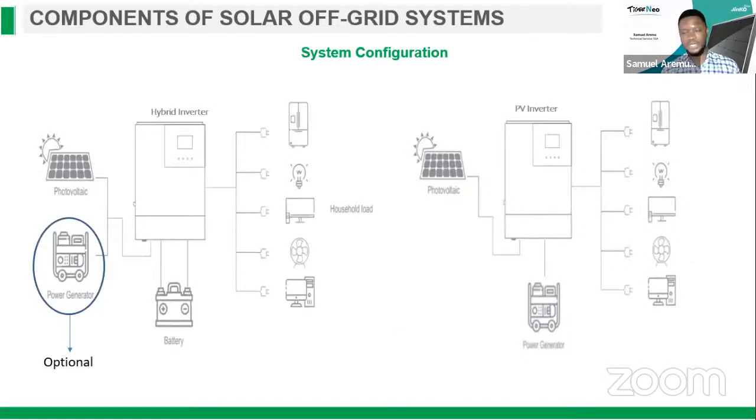Looking at the system configuration, mainly we have two types. One is solar PV with batteries and optionally a generator. Let's assume the generator is optional now. We have the main power source as solar panels. Then we have our hybrid inverter. The power produced by solar panels is DC power. It moves in one direction. Then the hybrid inverter converts the DC power to AC power for consumption. And like I said, the hybrid inverter has a solar charge controller embedded in it.